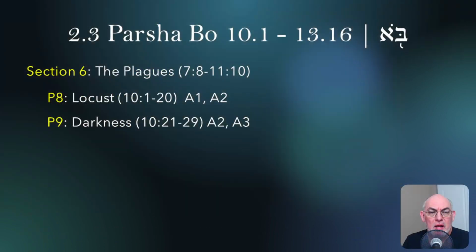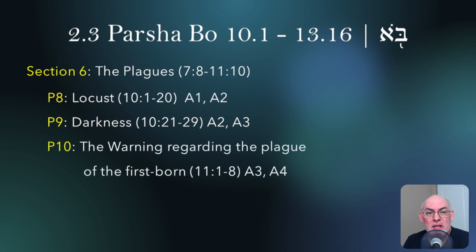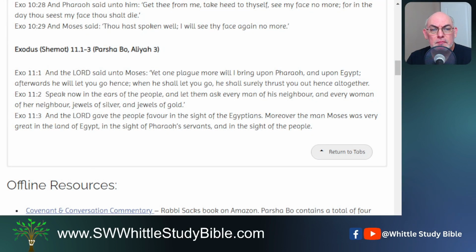Now we're going to go back and look at the next train of thought in the Hebrew text, which is paragraph 10, according to the Hebrew. This is the warning regarding the plague of the firstborn. Now, this warning was not given to the Pharaoh, but to the children of Israel. That is in chapter 11, verse 1 through verse 8. And as we will see, it jumps from Aliyah 3 to Aliyah 4. So let's jump over to our text.